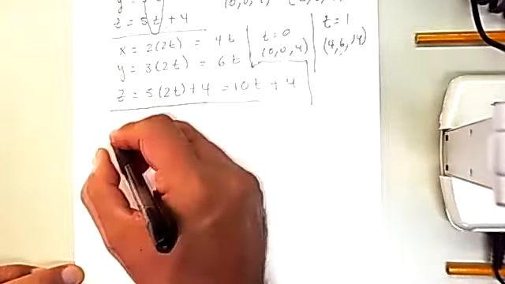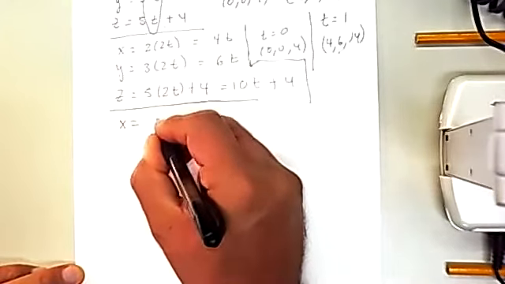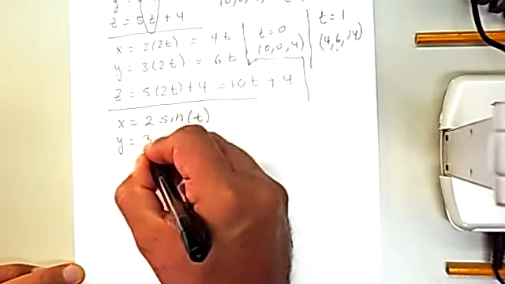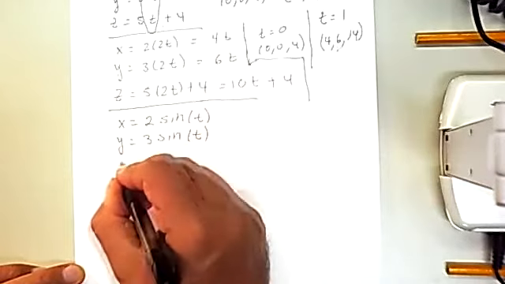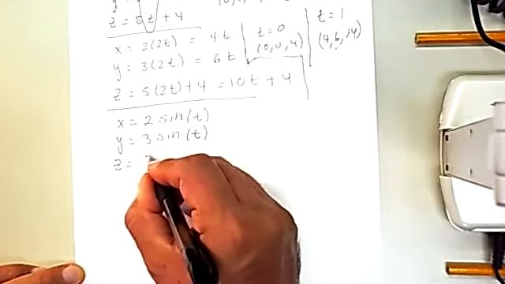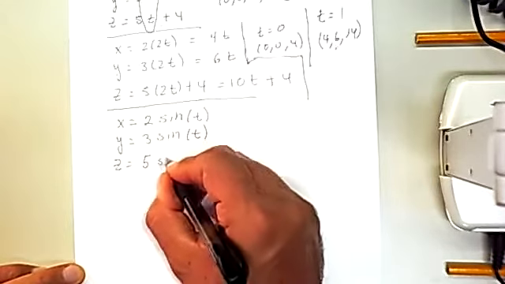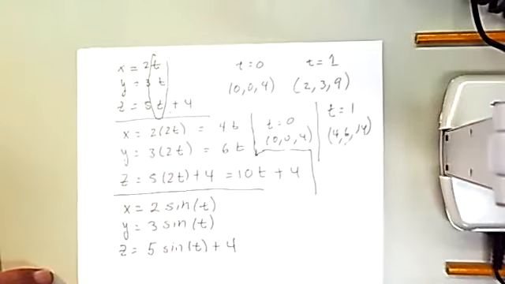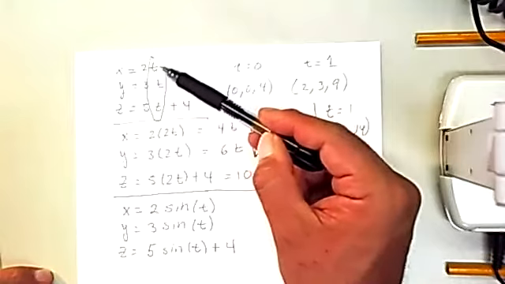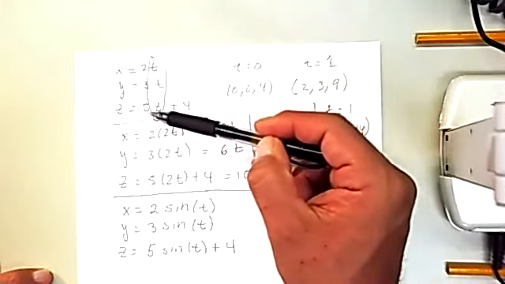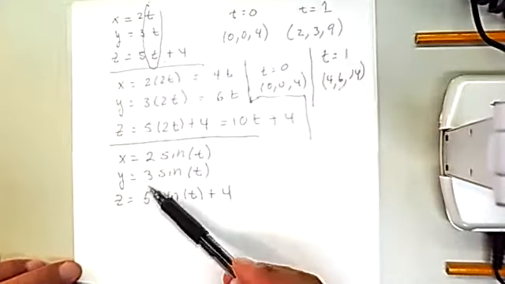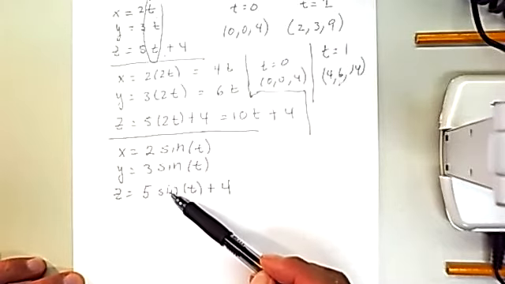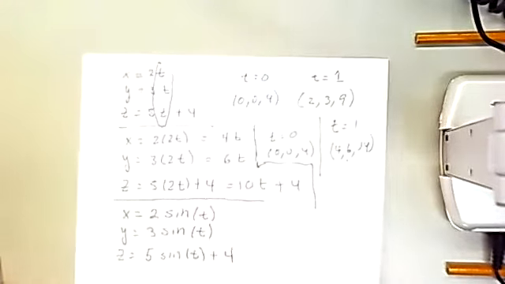Say x equals 2 times sine of t, y equals 3 times sine of t, and z equals 5 sine of t, close the parenthesis, plus 4. Notice that the pattern is very similar to this one. 2 times input, 3 times input, 5 times input plus 4. The input is more complicated. Nonetheless, it is an input, which is repeated down here and down here in the same fashion as up there.